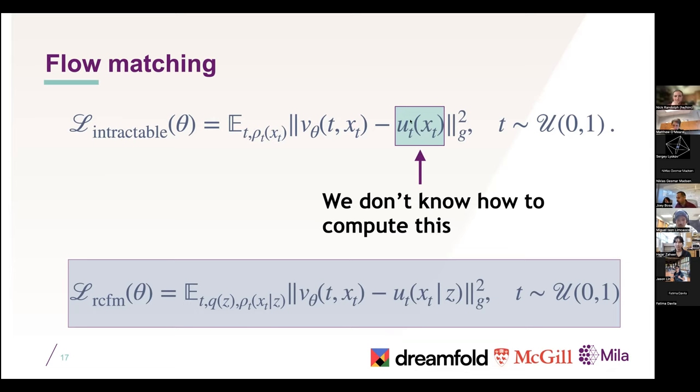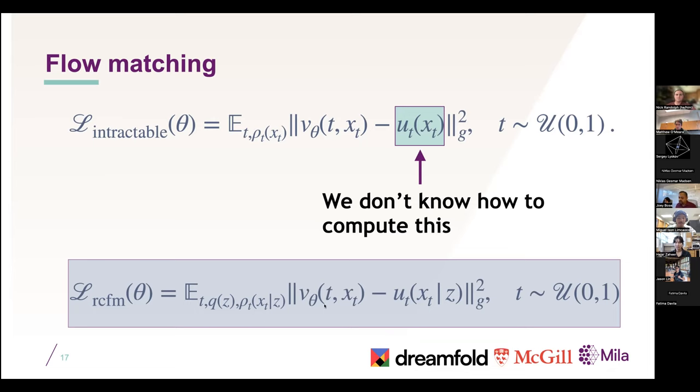However, in practice, we never really have access to ut of xt. And instead, what we have access to is this conditional vector field. This conditional vector field object is a bit different, but it plays the same role. So this ut of xt given z. Now, what is the conditioning over here, right? So in the case of diffusion, the conditioning could have been the initial starting point, and it's like a Gaussian convolution. So you need to know where you start from, kind of, right?